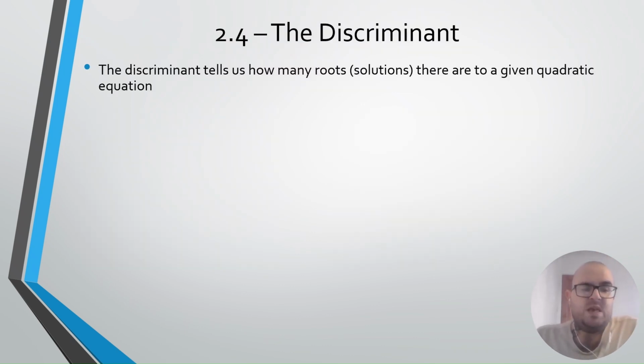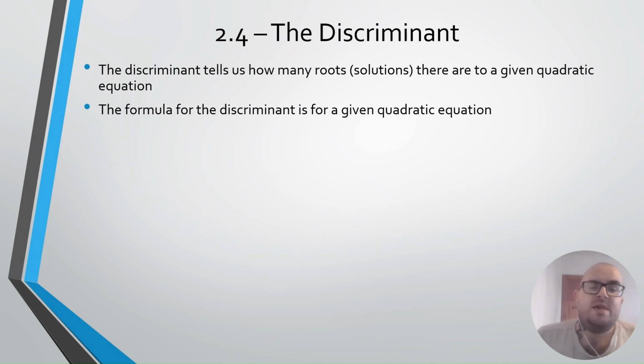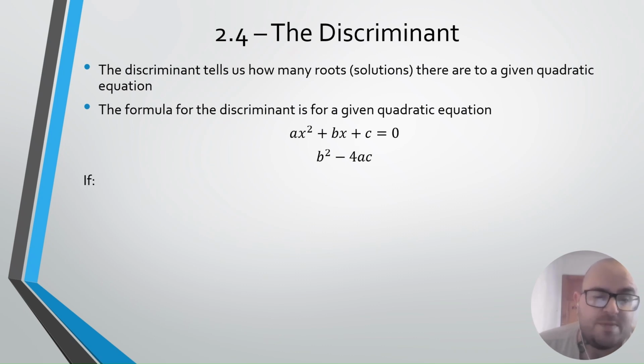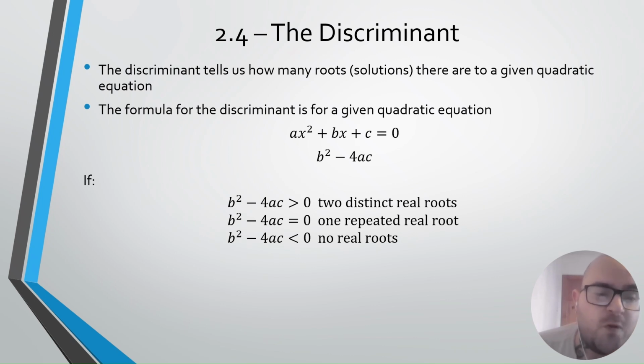The discriminant. The discriminant tells you how many roots, and roots are just the solutions, there are to a quadratic equation. The formula for the discriminant, for a given quadratic equation ax squared plus bx plus c equals 0, is b squared minus 4ac. That is the discriminant. So if b squared minus 4ac is greater than 0, you'll have two separate distinct real roots, which are just two solutions, like 1 point there and 1 point here. If the discriminant is equal to 0, you'll have one repeated real root, where the apex of the graph lies on the x-axis, and if it's less than 0, you don't have any real roots.